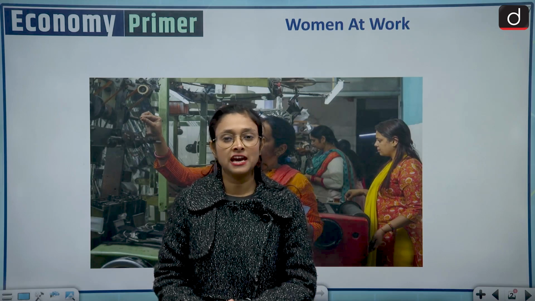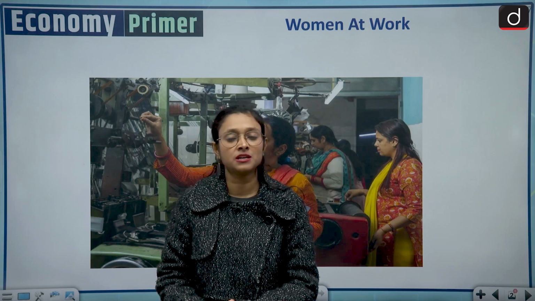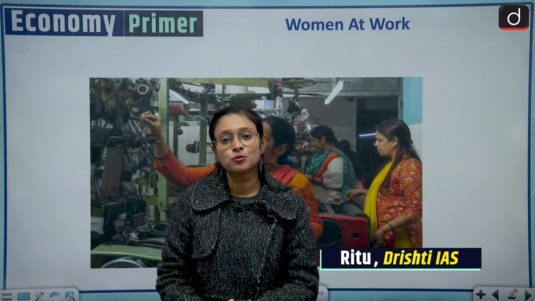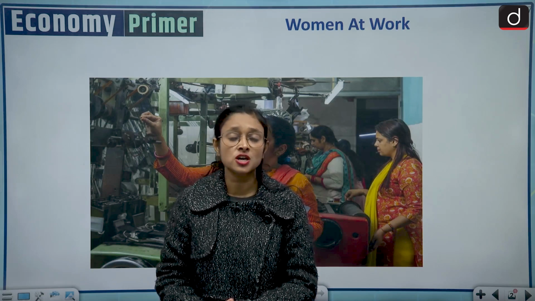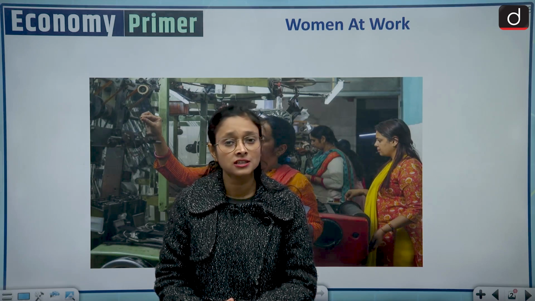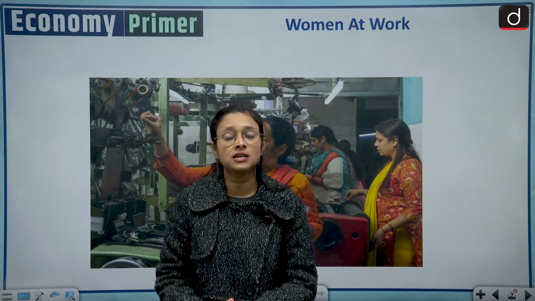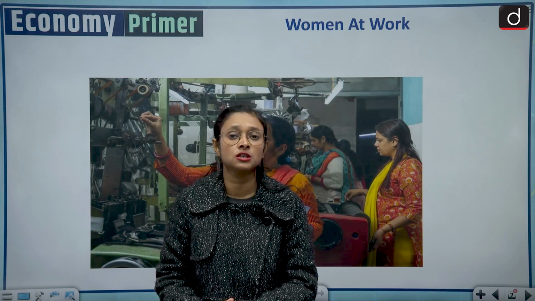We often hear the narratives that women are developing, women are empowering. But do you know what is the GDP contribution of women in India? It is just 18%. Is it fair that women consist more than 48% of the population, but they are just contributing 18% in the economy?